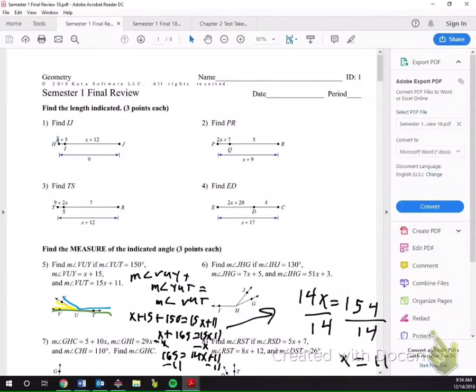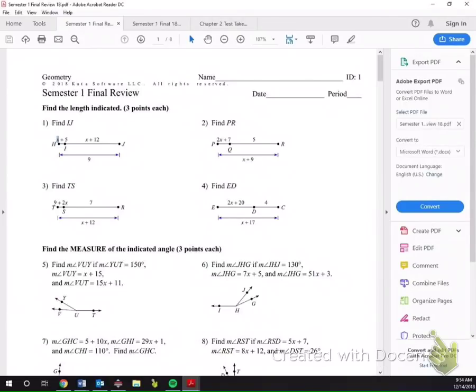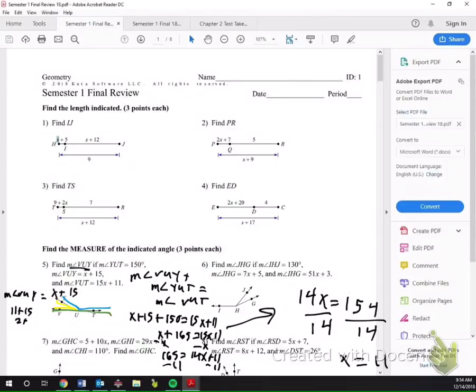Now that I know x equals 11, I'm asked to find VUY. The measure of VUY equals x plus 15. Plug in an 11 for x, and that gives me 26. That's apparently a 6, but I'll actually write it decently. So that would be my answer there.